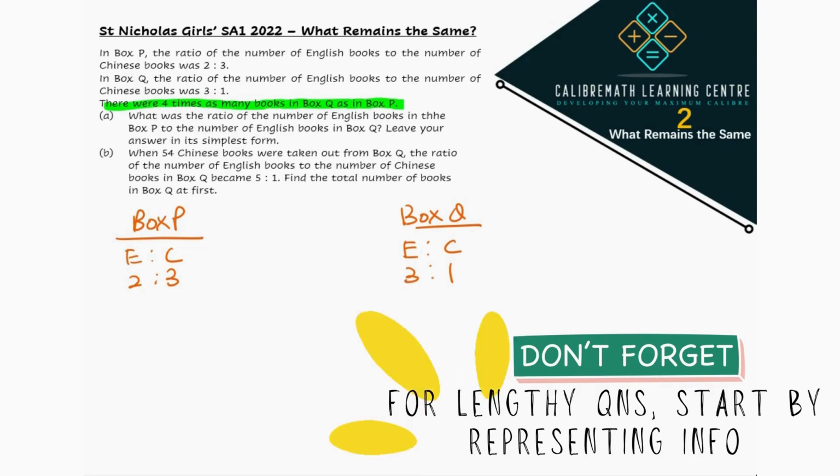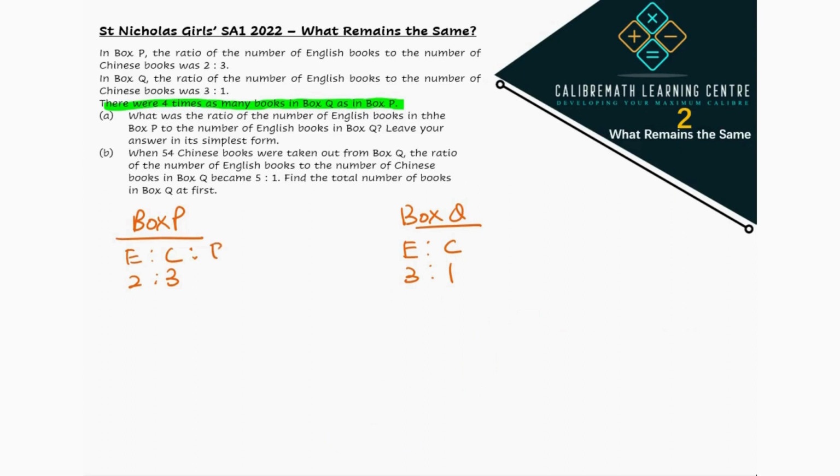So we will have to start by finding the total number of units for each box. For box P, we have the total number of units to be 2 plus 3, and that gives us 5. And for box Q, that will be 3 plus 1, and that gives us 4. Now, since we know that there were 4 times as many books in Q as in P, and P has 5 units in total, 4 times of this 5 units is 20.